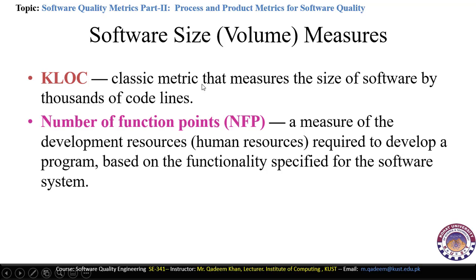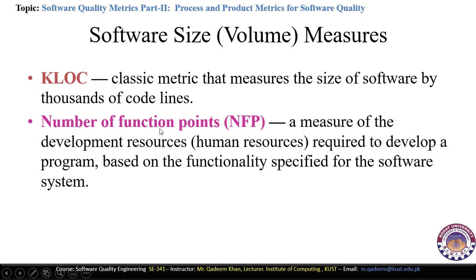So it is a classic metric, meaning that this is a very old theoretical metric, or the theory about the KLOC is quite classical, which measures the size of the software by thousands of code lines. Thousands of code lines means 1 KLOC.